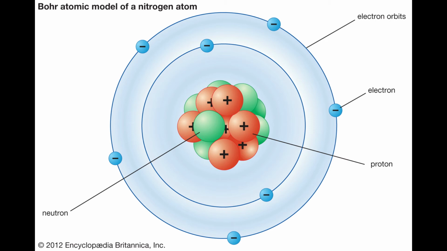Other than that, the Bohr model and the Rutherford model aren't very different. Both contain a conglomerate of protons and neutrons at the center, called the nucleus. And the protons balance out the negatively charged electrons because the protons are positively charged.